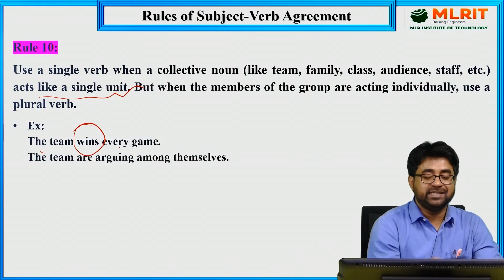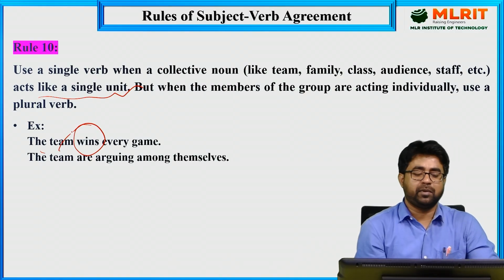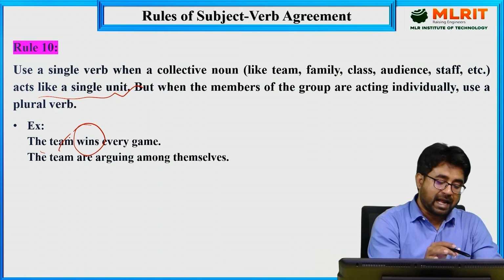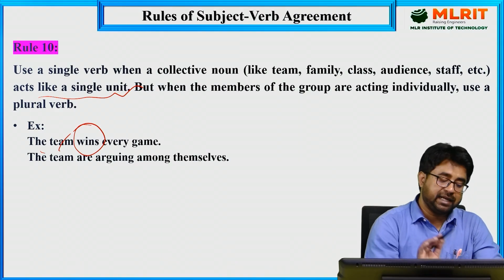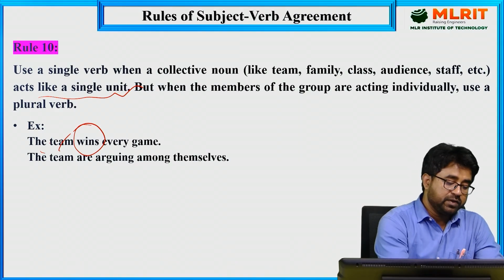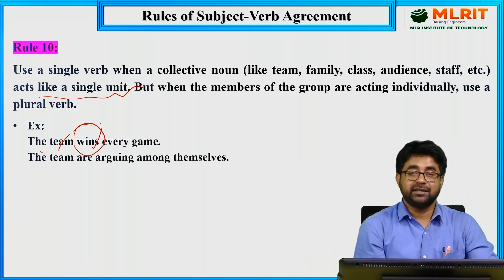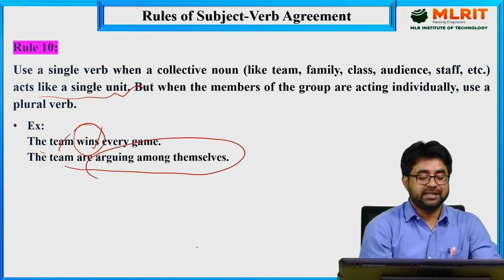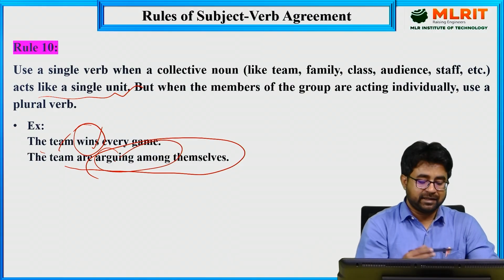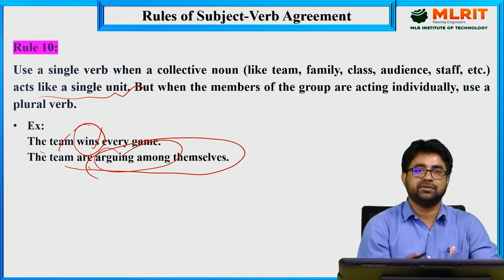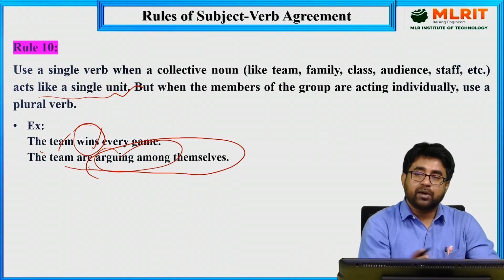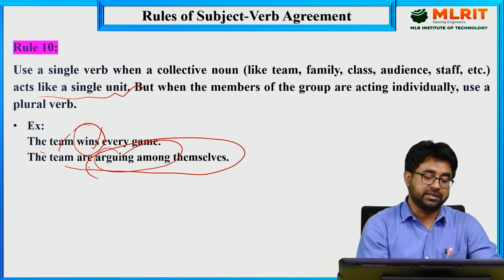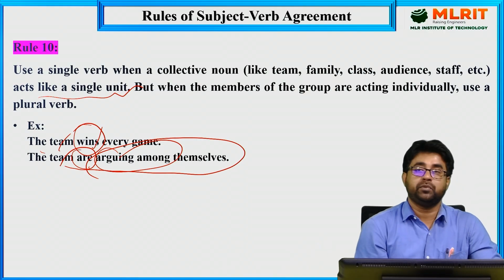The team wins every game. I'm talking about something the team does together, right? Winning. When they win, they always act as a single unit, right? So the team wins. That's why I'm using a singular verb here. But the team are arguing among themselves. You can see are arguing among themselves. In this case, they are not working as one single unit. Within a team, they are acting as individuals. So that's why I have to use a plural verb here.